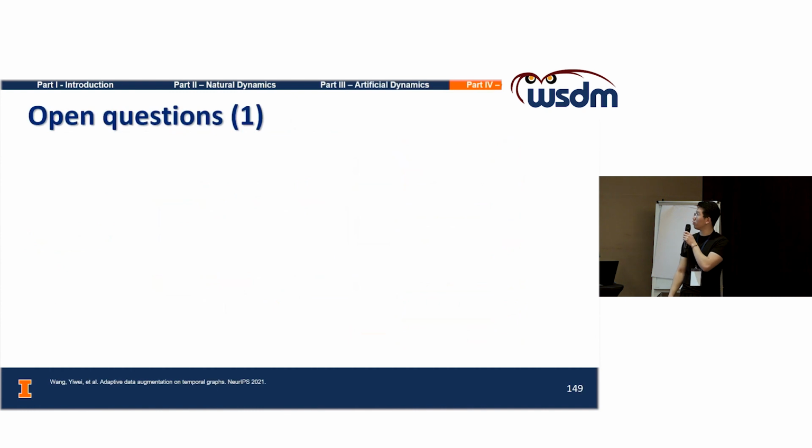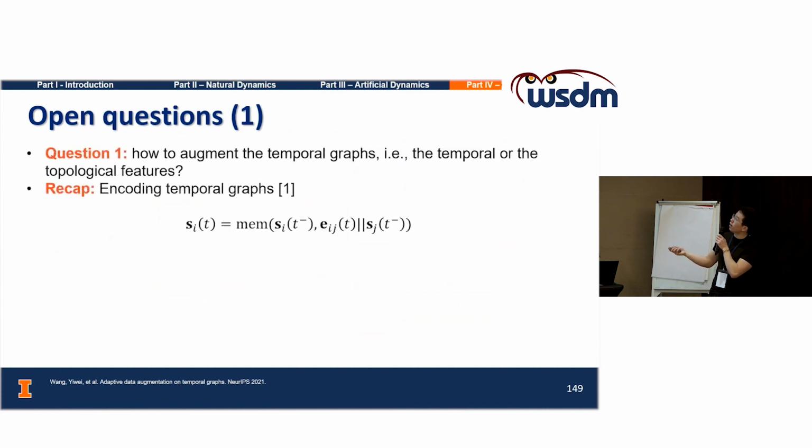Okay, let's move to the last part of this tutorial, the open questions and challenges. The first question is, we mentioned a lot about how to augment the graph topology and the graph features. So how could we augment the temporal features? A direct answer is we can randomly add some noise to these temporal features, right? As a lot of the heuristic-based methods did on the topology and the feature components.